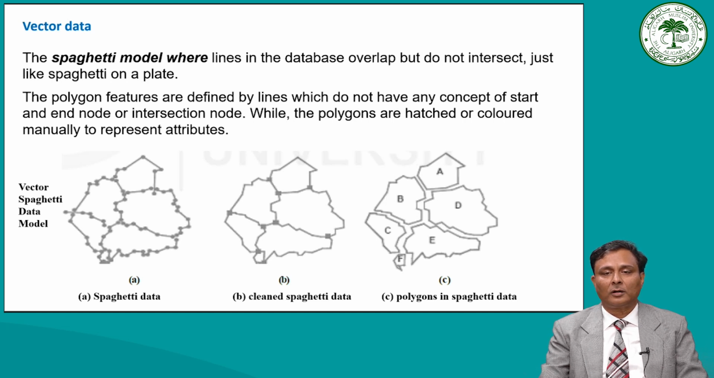So in the spaghetti model, there is no data attached to it, and therefore no data analysis is possible in the spaghetti model. No data means no attribute data is attached to it. So this is the spaghetti data which you can see over here.